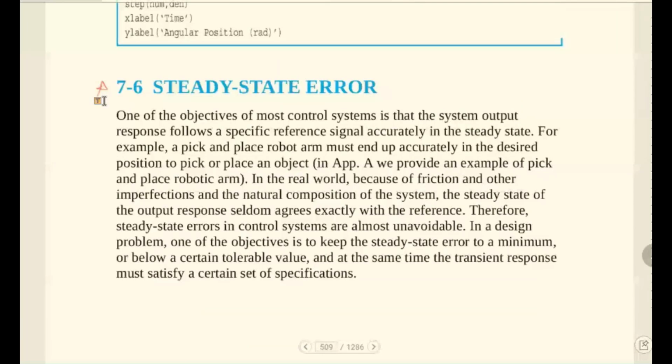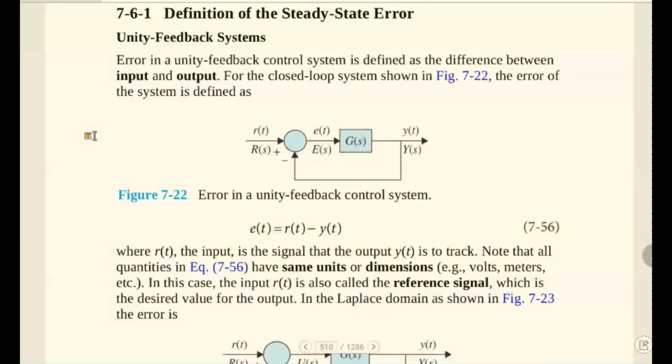Let's continue from the steady state error. This is another important criterion for the time response because we have to consider steady state error. For example, you want the motor to turn at 500 RPM, but at the steady state the motor will turn at 400 RPM. So here we have a steady state error, which is 100 RPM for this example. It's another important criterion for the time response.